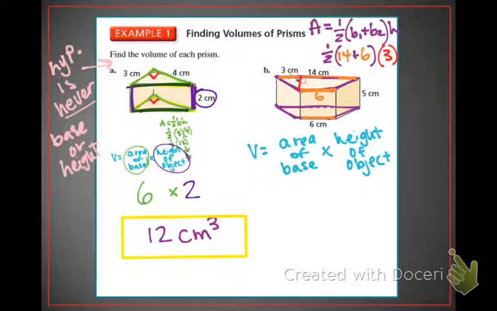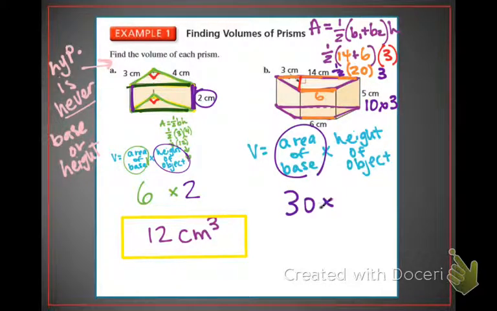So then we just do some math. 14 plus 6 is 20. Keep your 1/2 and your 3. Sorry, I'm running out of room. What's 1/2 of 20? 10 times 3, which is 30. So the area of the base is 30.